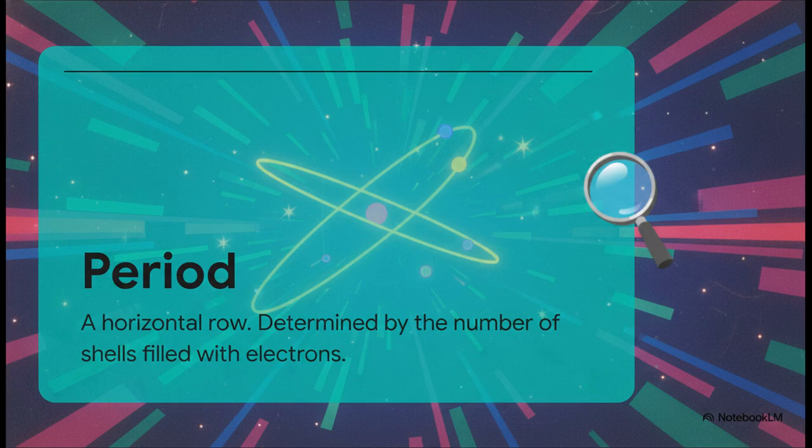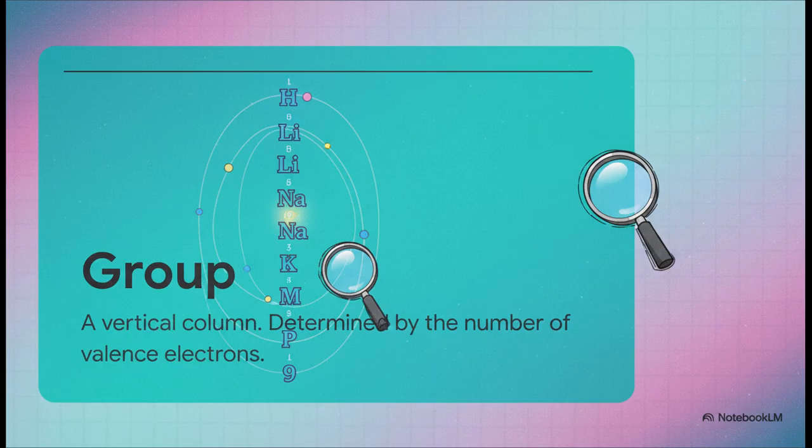Simple as that. Then you have the vertical columns. These are the groups, and you should really think of them as families. Seriously, elements in the same group, they act alike. Why? Because they all have the same number of electrons in their outermost shell. And that's the key, because chemical reactions, it's all about those outer electrons.